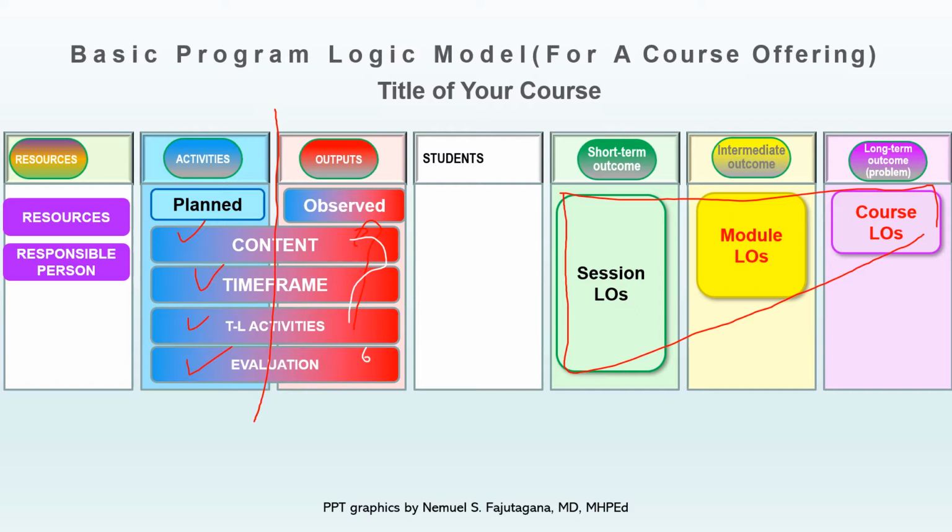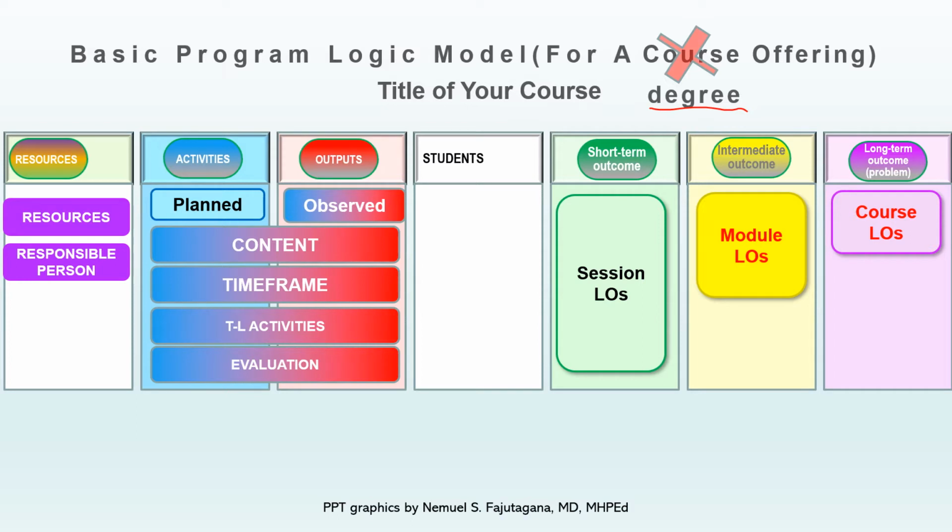So those are your observed, and therefore when you are able to implement your planned activities, you should be able to produce the outputs. And again, for the resource persons, responsible persons, this will be in the resources, but of course you can also add your faculty and other human resource requirements for that.